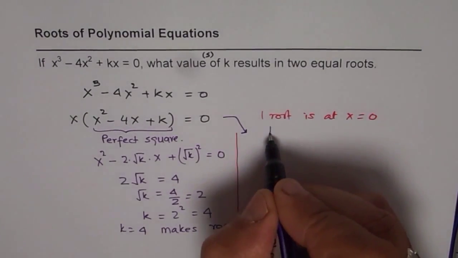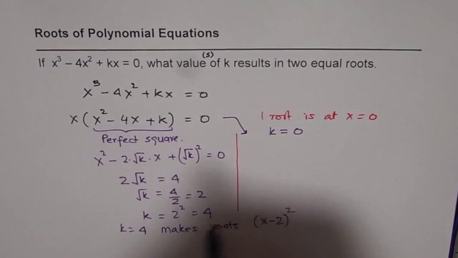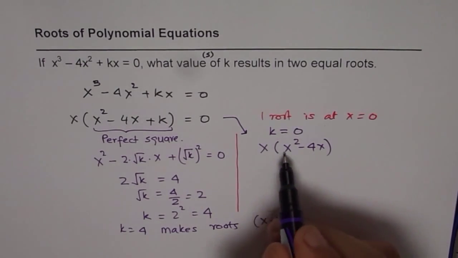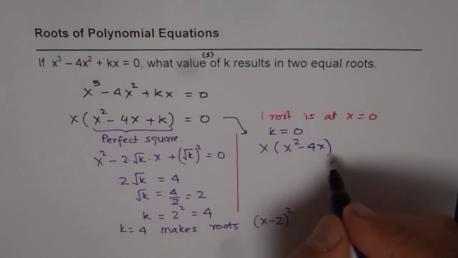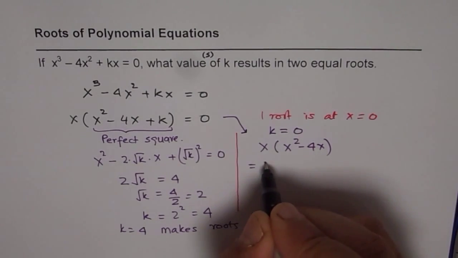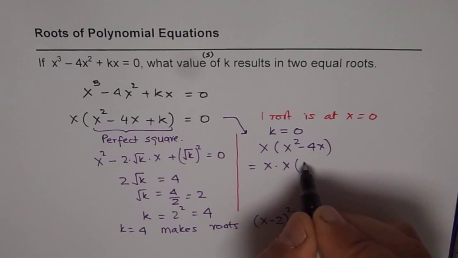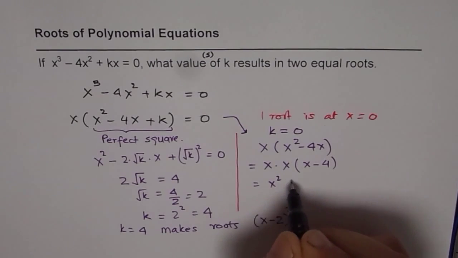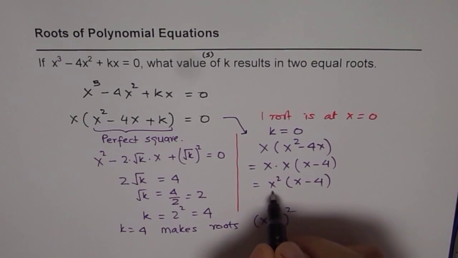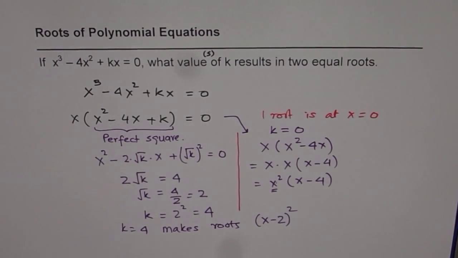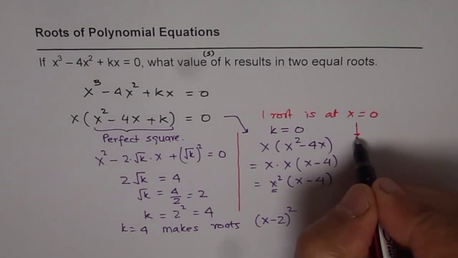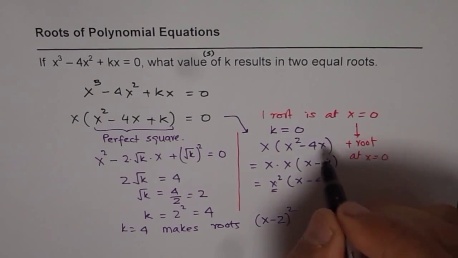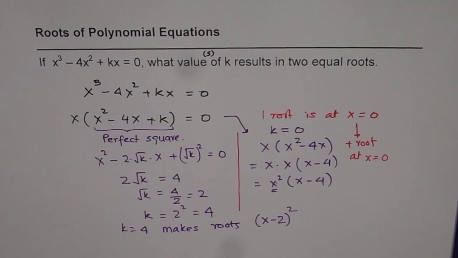So if I write k equals 0, then what happens? Then we have x times x squared minus 4x, and we can factor out x again. Do you see that? We can factor out. So we get x times x, and this becomes x minus 4. So we get x squared times x minus 4. So we have a double root at x equals 0, and we have another root. So that is one solution, and this is the other solution, correct?